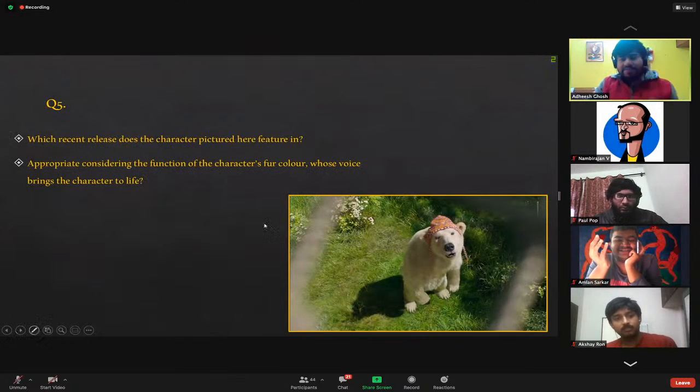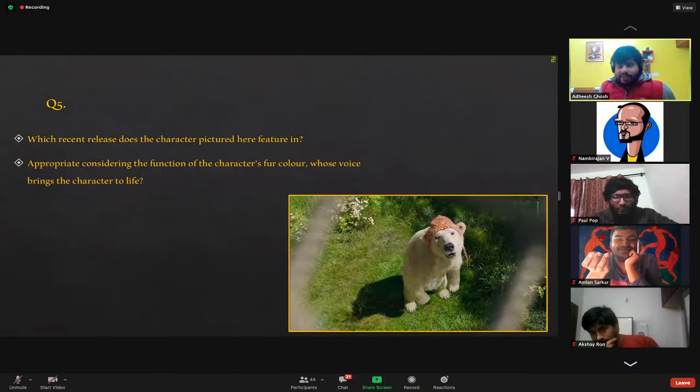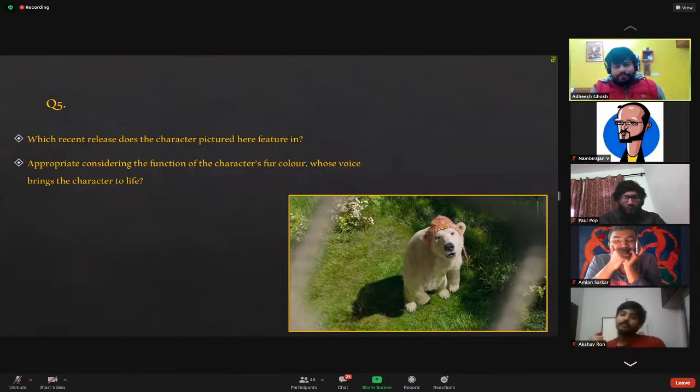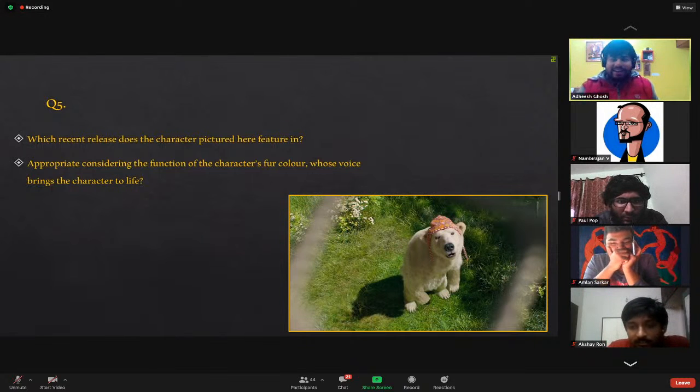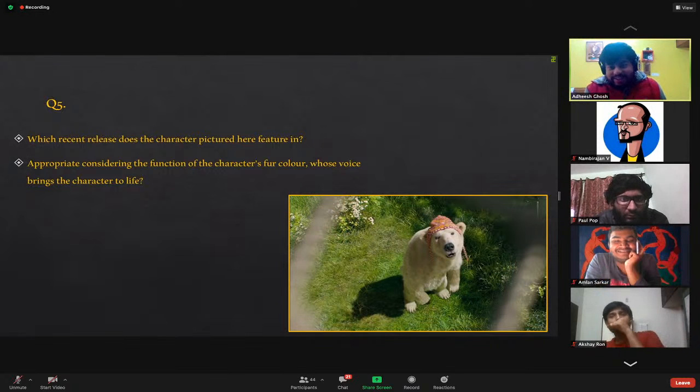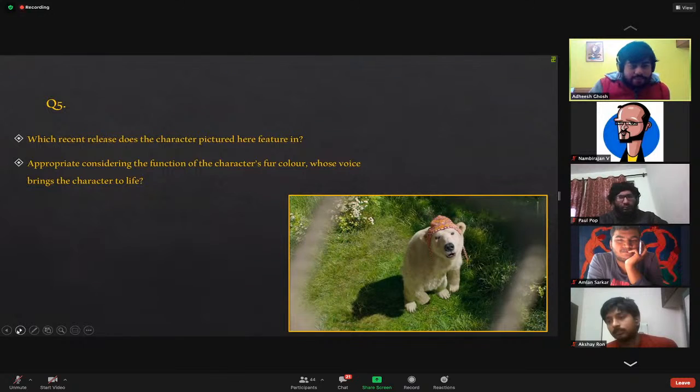Question number 5. So which recent release does the character pictured here feature in? So recent release, obviously you can make out it's some form of entertainment. Appropriate considering the function of the character's fur color, why this character's fur color is how it is. That functioning might lead you to who voice acted this character. So try to think very laterally. And again, to narrow it down, if you have multiple guesses, I said that this is not this person's first time doing this kind of voice acting work. So that is a clue. And that's question number 5.